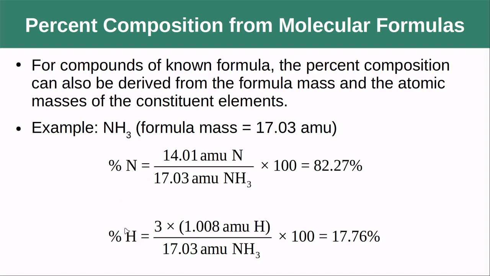I can do the same thing with hydrogen, but there is a little caveat here. I have this 3 here, so I need to recognize that I actually need to bring that down here and have 3 times the atomic mass of hydrogen in my numerator in order to get all of the bits in the formula mass that are due to the hydrogen. I divide that by the total formula mass, I multiply it by 100%, and I can see that it is 17.76% hydrogen. Again, when I add these two together, I'm going to get roughly 100%.